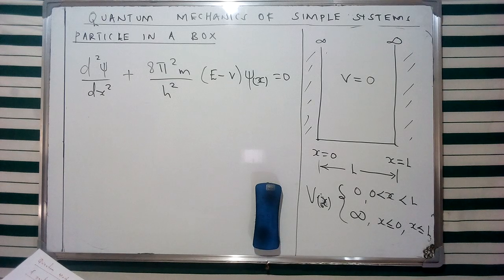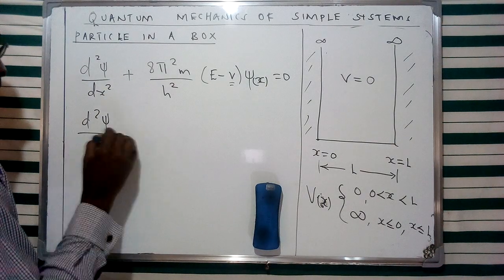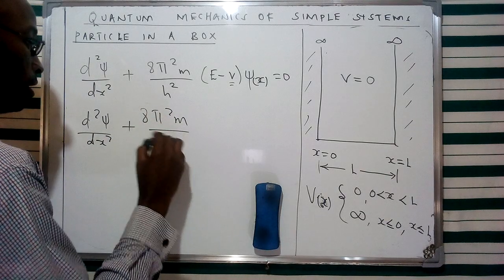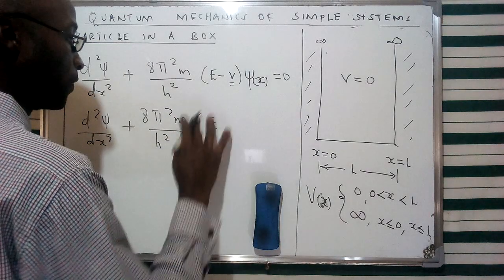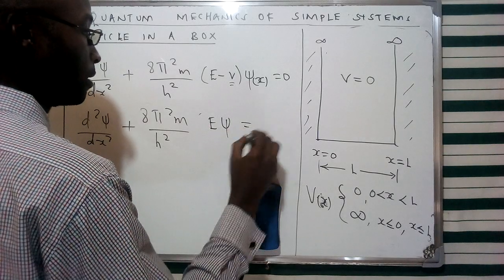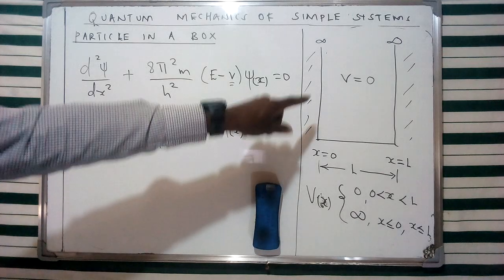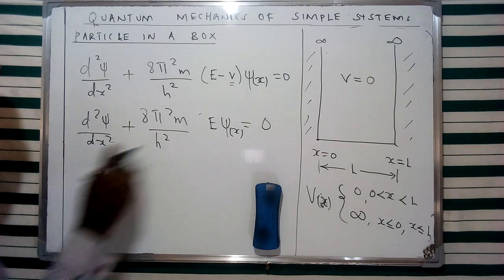So considering the case of a potential which is equivalent to 0, this particular equation is going to be given in terms of d squared of the wave function over dx squared, and then we're going to have 8 pi squared m over h squared, and then we're going to have this E, this wave function given in terms of x. So basically we're going to have this potential given as 0, and that is going to represent that equation for that specific particle.